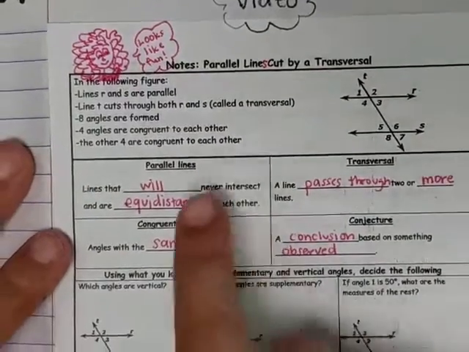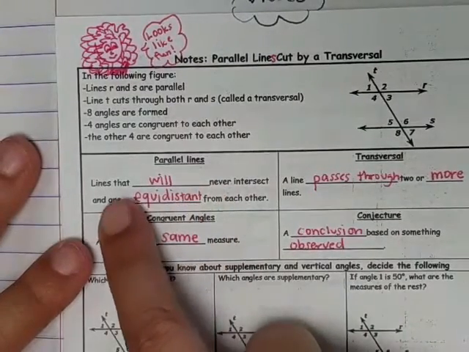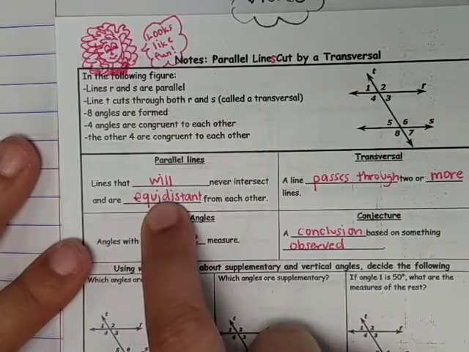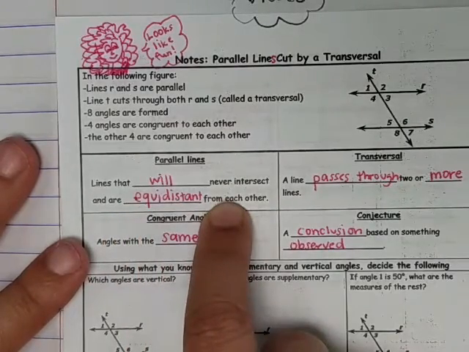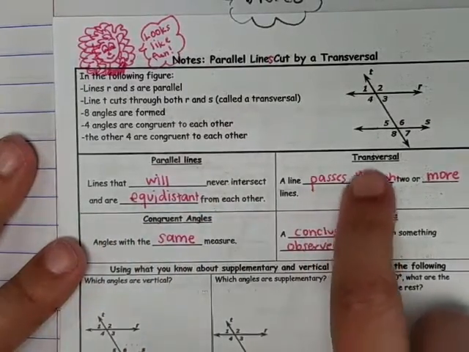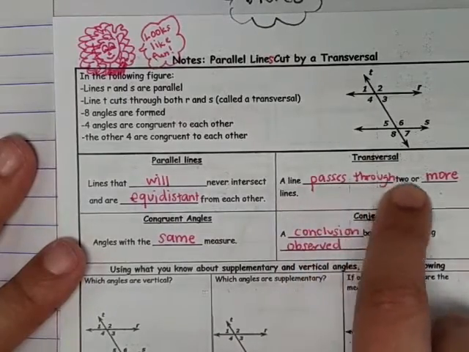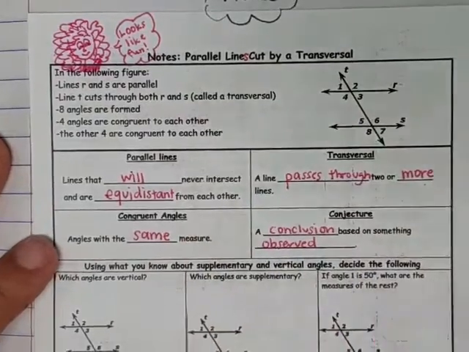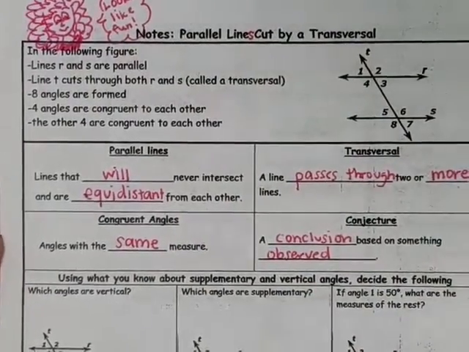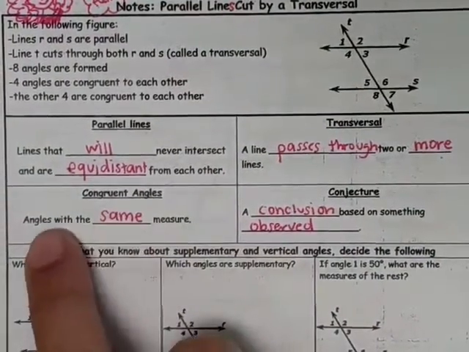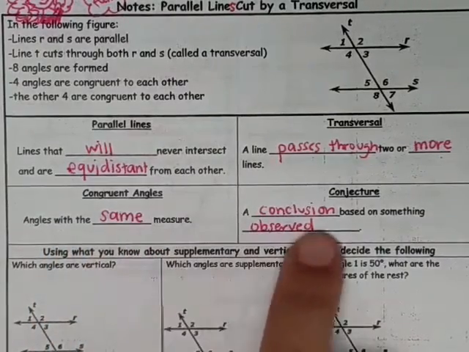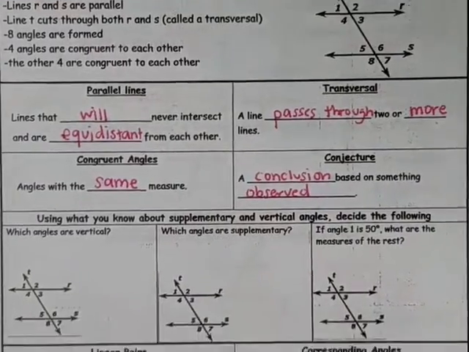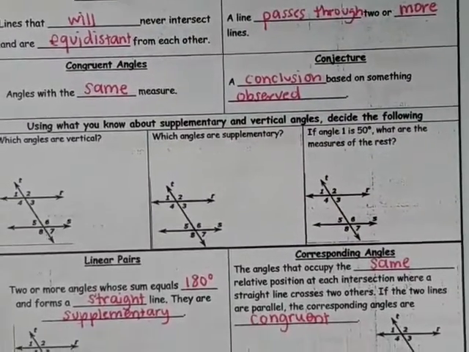All right, so let's talk about parallel lines first. Parallel lines are lines that will never intersect and are equidistant from each other. It means they always stay the same distance away. A transversal is a line that passes through 2 or more lines, so line T is a transversal. I'm going to zoom this in just a little bit. Sorry about that. Congruent just means angles that have the same measure. And a conjecture is a conclusion based on something observed. Okay? So we're going to use some of these words down below.